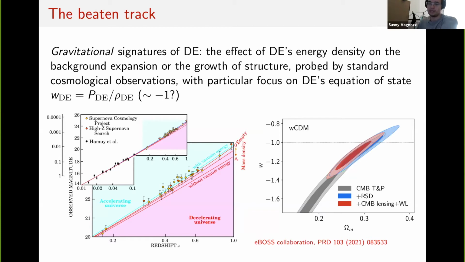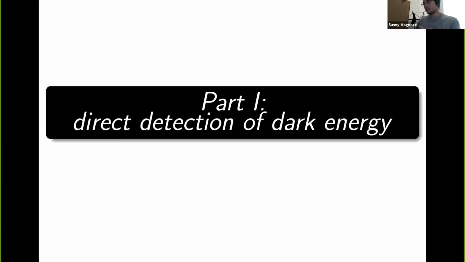And there's a lot of focus in the field on nailing down the equation of state of dark energy. So the ratio between its pressure and energy density. This is sort of simplifying quite a lot. That's sort of the beaten track. A lot of effort is going in this direction. But what I want to ask is, can we learn more about dark energy beyond these standard probes? And so in the first part, I will talk about what I call direct detection of dark energy. And what I want to ask here is, is there anything interesting beyond gravitational signatures of dark energy?